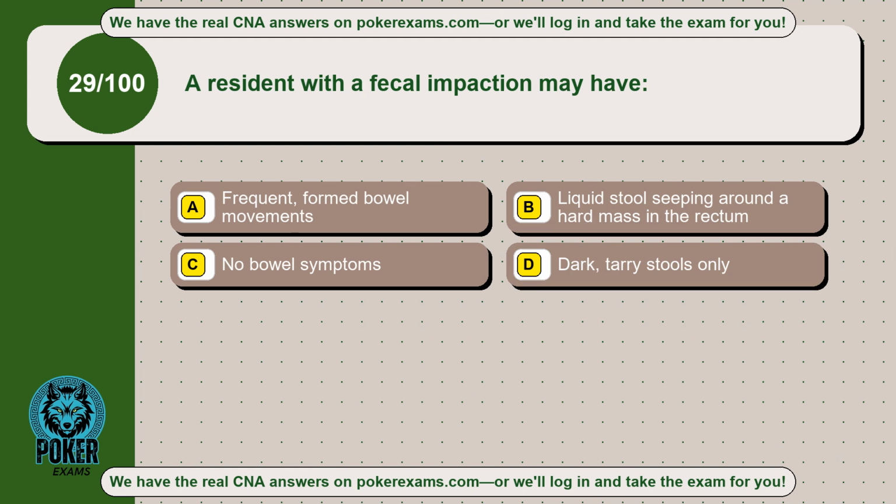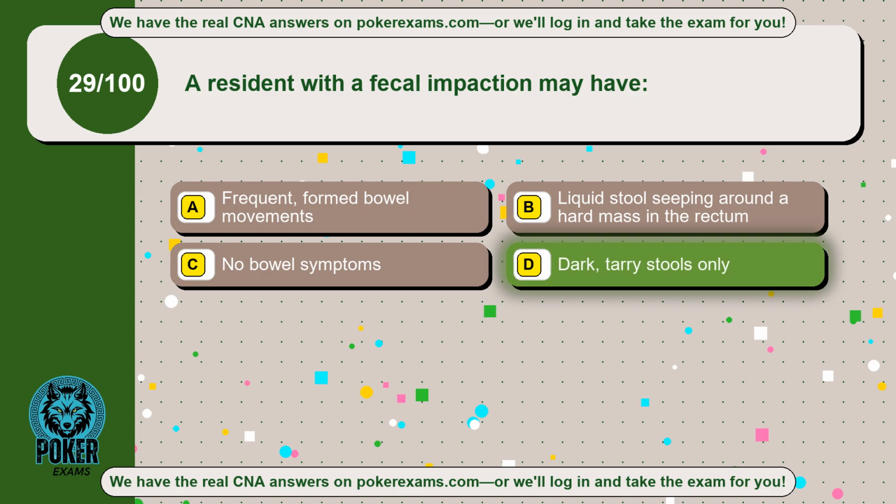Question 29. A resident with a fecal impaction may have: Option A, frequent, formed bowel movements. Option B, liquid stool seeping around a hard mass in the rectum. Option C, no bowel symptoms. Option D, dark, tarry stools only.